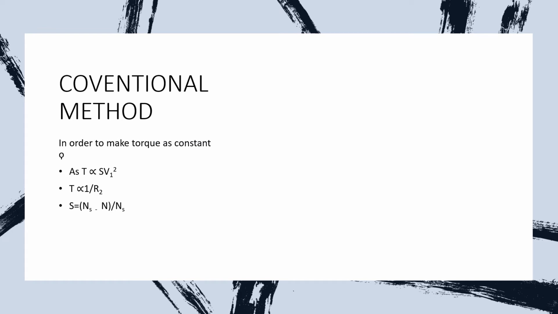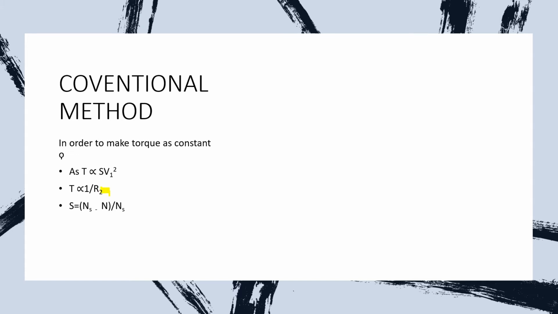The rotor resistance method involves a conventional method and a static method. Now let's look into the conventional method. The conventional method involves, as we all know, that torque is directly proportional to slip, S implies slip, and inversely proportional to the external resistance R2, and we all know the slip formula. So the principle is that we are going to vary the resistance.